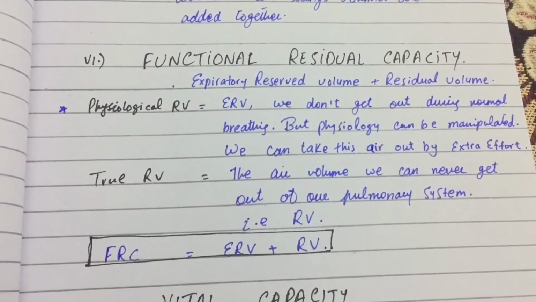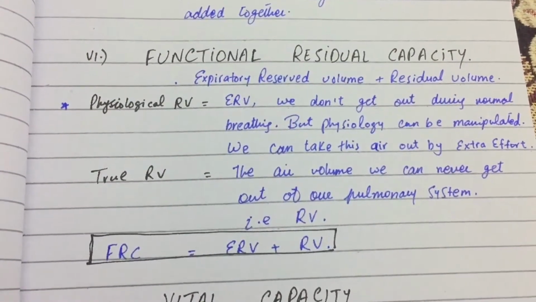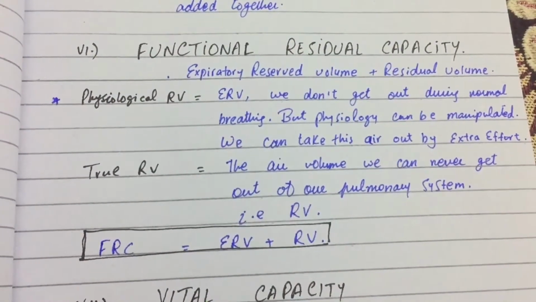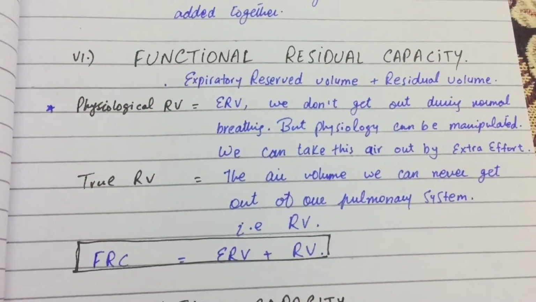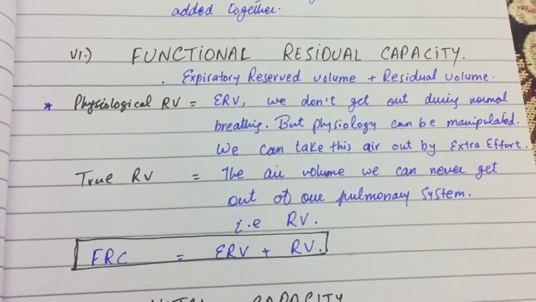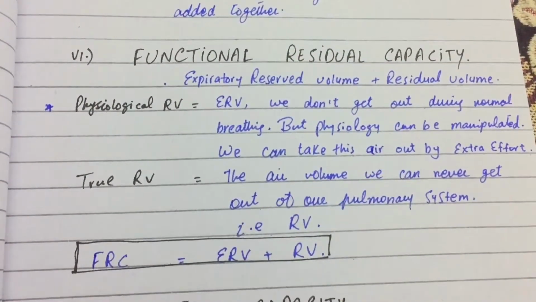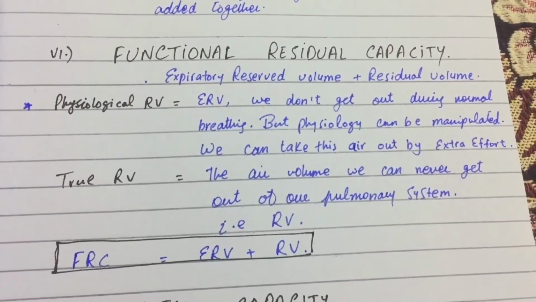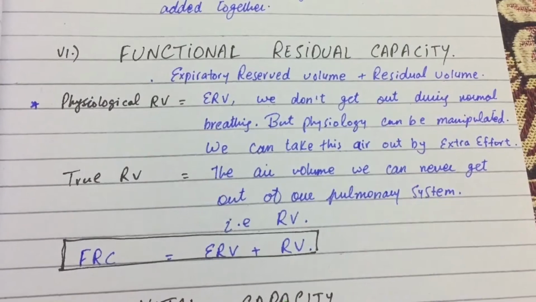Expiratory reserve volume can also be called physiological residual volume because it's the air that we can take out. We can always manipulate the physiology and get desired results. The other is the residual volume. It's called true residual volume, and it's the air that can never be taken out of the pulmonary system.